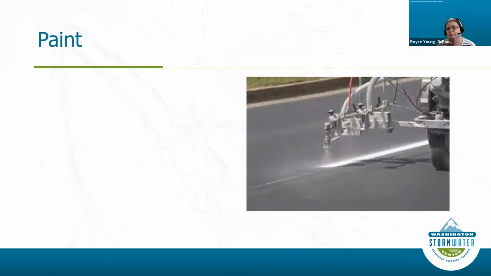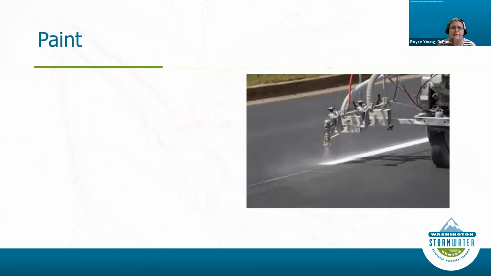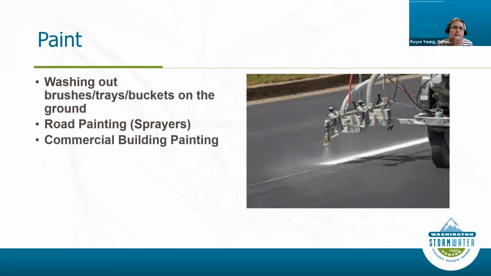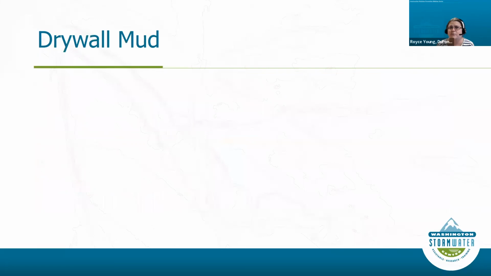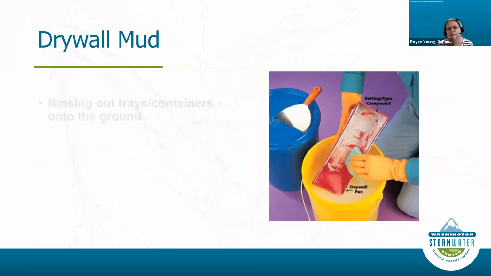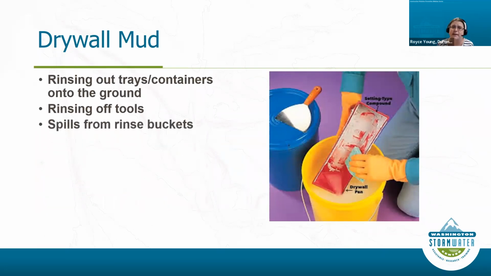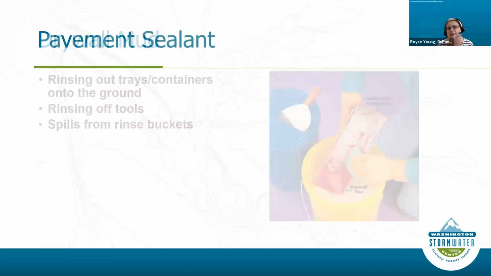Paint, whether you're painting outside on the building or you're painting the street, washing your brushes and trays and buckets out onto the ground, road painting, the sprayers not adjusted correctly, commercial building painting, spills, storage, residue on containers, drywall mud, rinsing the trays and containers out onto the ground, rinsing off tools because they don't have an appropriate place to do so, spills from those buckets, they're not covered.